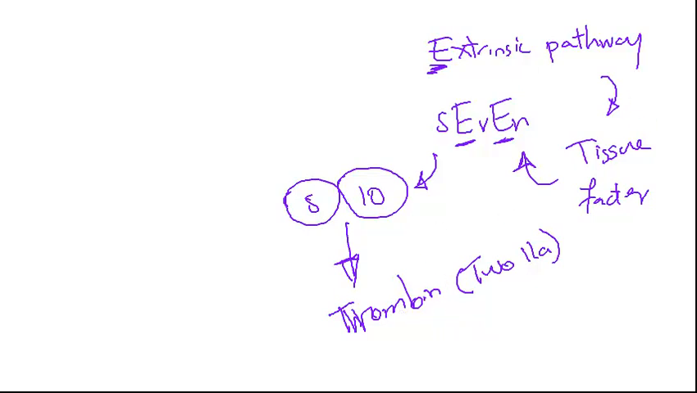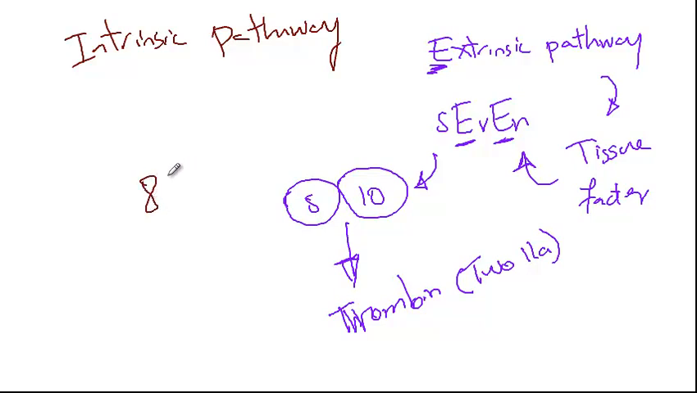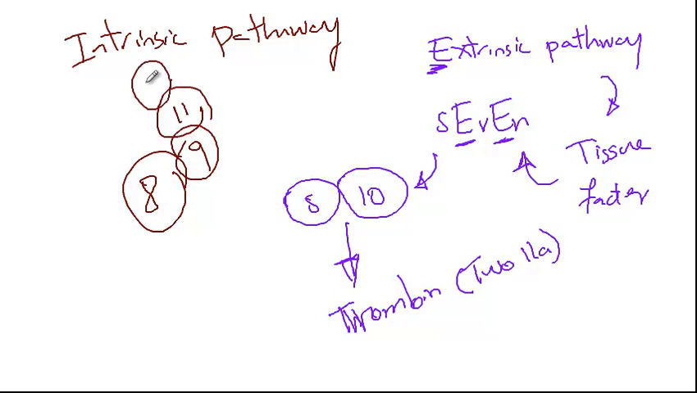All right. Now, let's go over the intrinsic pathway. So we've already used up the numbers 10 and 7. So what other numbers are remaining? What's the number after 7? It's number 8. What's the number after number 8? It's number 9. What's the number after number 9? It's number 10, but we've already used it up for the common pathway. So the number after 10 is 11, and the number after 11 is 12.